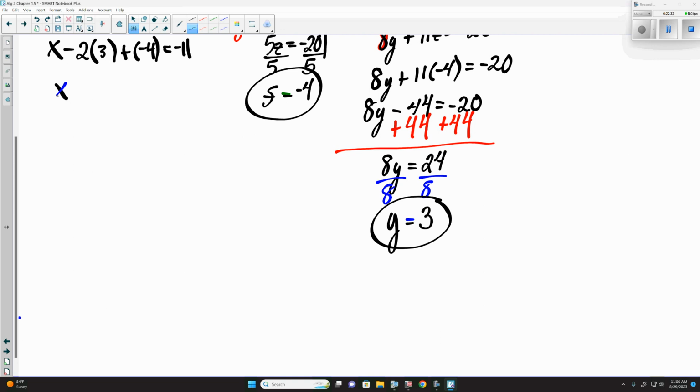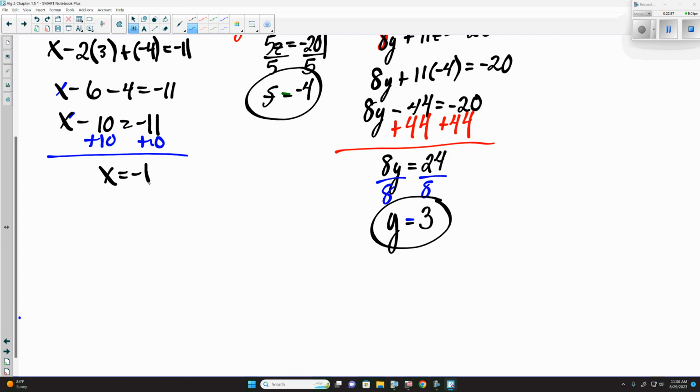Well, our negative 2 times 3 would be negative 6. Plus negative 4, just minus 4, is equal to negative 11. Now we can combine like terms. Negative 6 minus 4 would be negative 10. And at this point, we can add 10 to both sides, telling us x is negative 1.